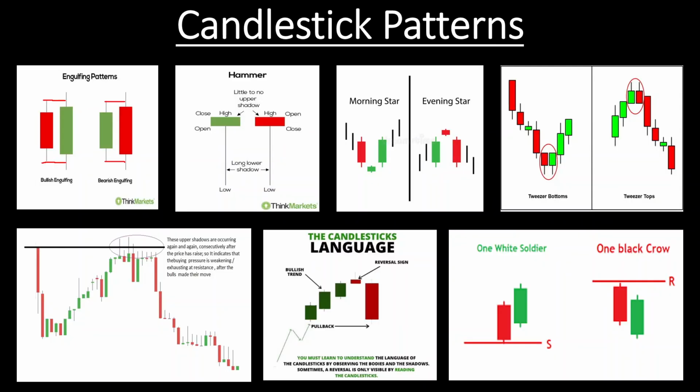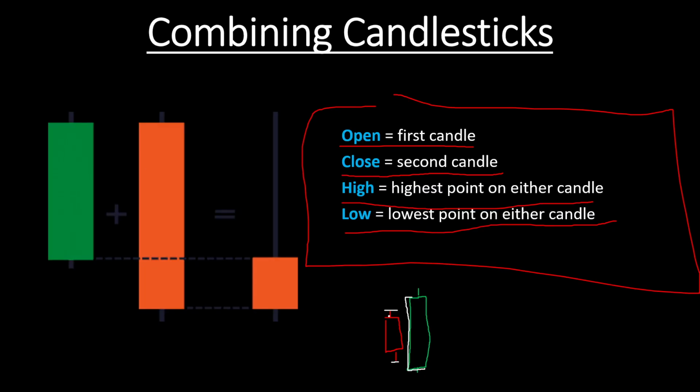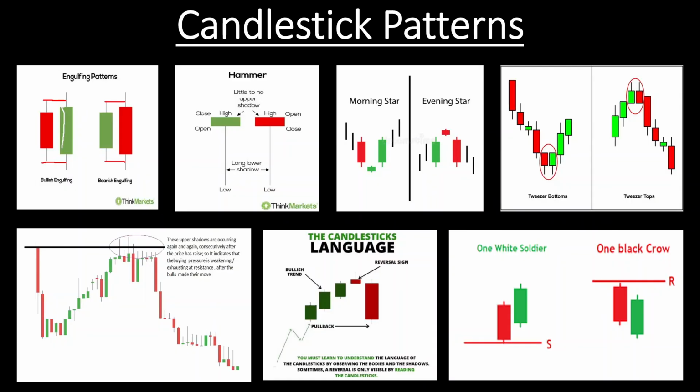So in this one, we can see that the wicks are being engulfed, but they're not entirely within this body right here. So some people won't count it. Some people have rules that they want the entire candle within the body of the next candle. People have different rules, but it's whatever you feel works best.